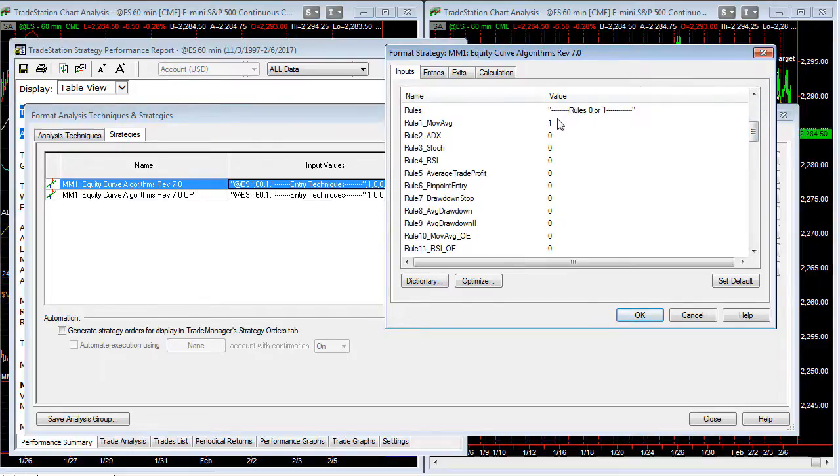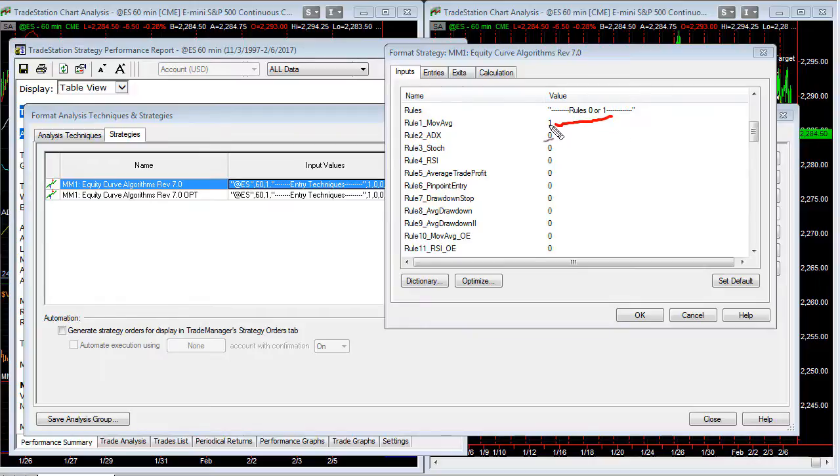0 means off, 1 means on. You could have true/false here, but I designed it like this so we could optimize from 0 to 1 with a step of 1. And you can have any combination of the rules that you see here. For example, rule 1, moving average, is 1, while the others are 0. So the only active money management algorithm rule that's effective right now is rule 1.